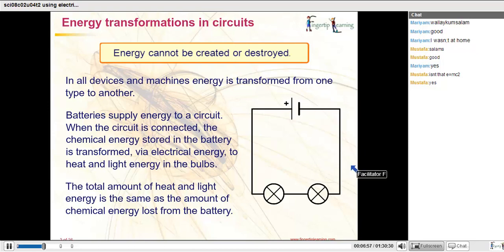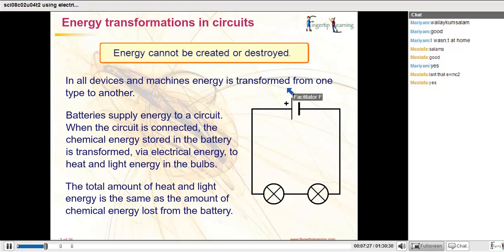Usually when a circuit is drawn, a symbol with a circle and a cross in the center refers to a bulb. So if you insert a battery and the circuit is connected, the bulb will light up. That is, the energy from the battery is being transferred to the bulb.